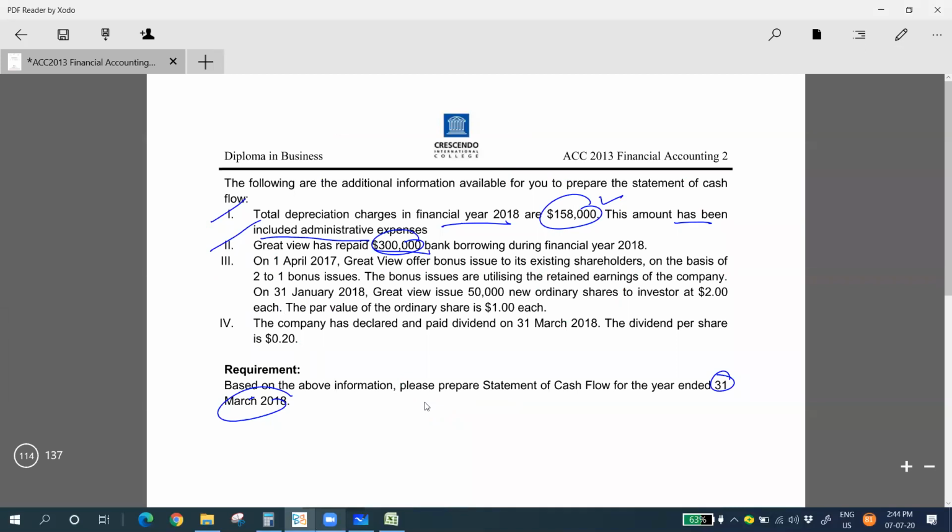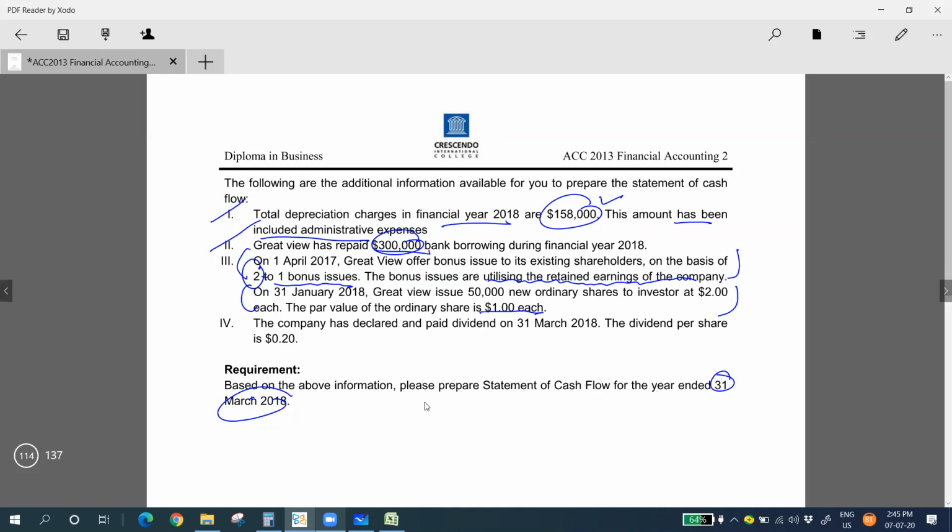So next, we look at the next adjustment. We have two events. This is the first event and this is the second event. On 1st April 2017, which is the beginning of this financial year, the company offered a bonus issue to its existing shareholders on the basis of 2-to-1 bonus issue. It means that if you have 2 shares, I give you 1 bonus share. The bonus issue utilizes the retained earnings of the company. Second event, on 31st January 2018, the company issued 50,000 new ordinary shares to investors at $2 each. The par value of the ordinary share is $1 each.